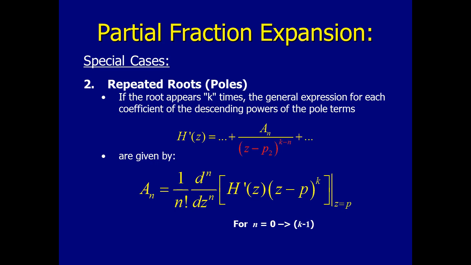If we have a root that appears k times, like a cubic if it was a third order system, then each of those partial fraction terms at the power that was k minus n would be found by a sub n is 1 over n factorial, the nth derivative with respect to z of the same product, the h times the pole term raised to the highest power, and then that derivative evaluated at the pole term.